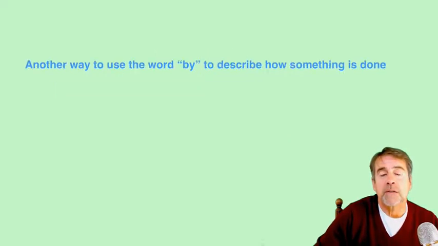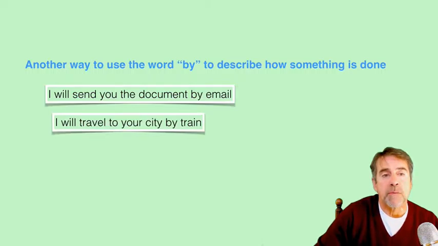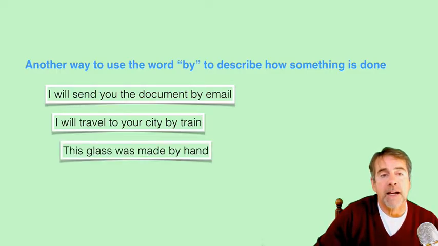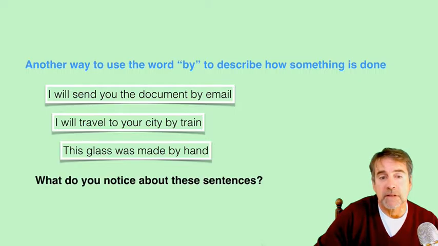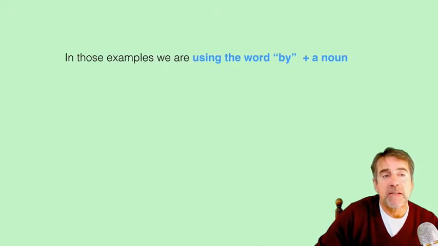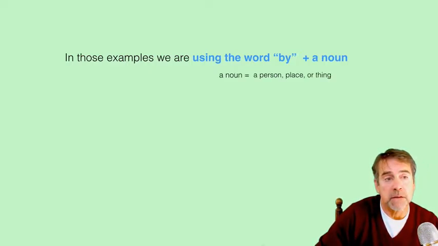Now, another way to use by to describe how something is done. Let me give you some examples. I will send you the document by email. I will travel to your city by train. This glass was made by hand. So there's something you notice in all of these. What do you notice about these sentences? In these examples that we just looked at, we're using the word by plus a noun. Now remember that a noun is a person, place, or a thing.